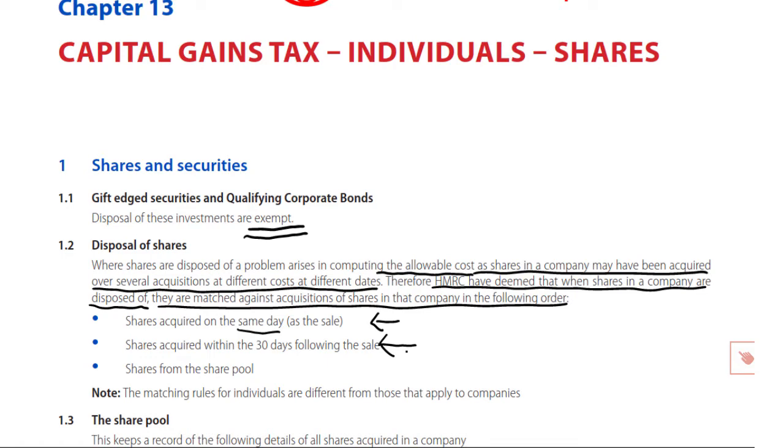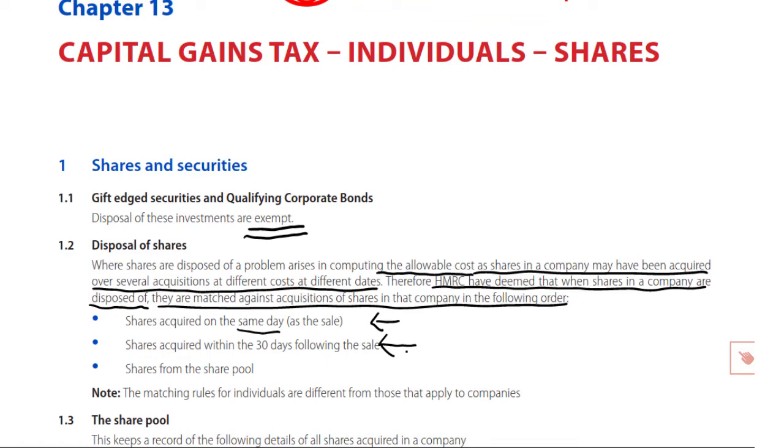Now, why do we have that strange rule? You think, well, if you've got shares, surely you sell them. Why would you relate them to shares that you've not yet bought that you go on to buy within the next 30 days? There is a reason for that. I'll explain that to you later. But at this point, it's just a case of learning the rules.